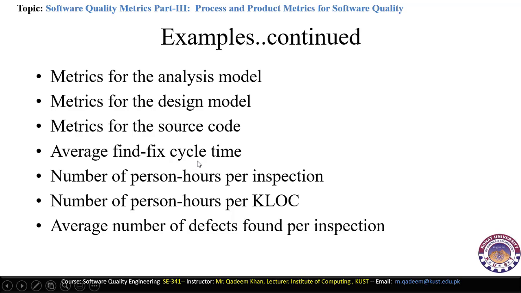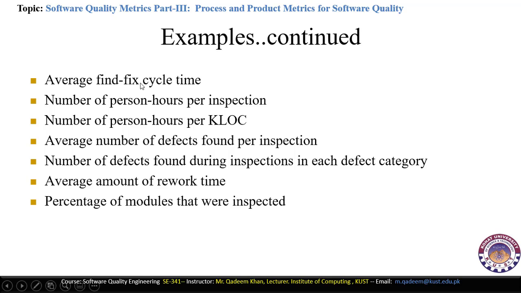these are also computed. Number of person hours per inspection. So the number of hours spent on the inspection of the software system are counted here. Number of person hours per kilo line of code. So number of persons means the number of people that have worked on the 1000 lines of code in terms of hours. So how many hours are spent on a particular 1000 lines of code of the software project. Average number of defects found per inspection. Here we will identify the average of the defects found during the inspections.